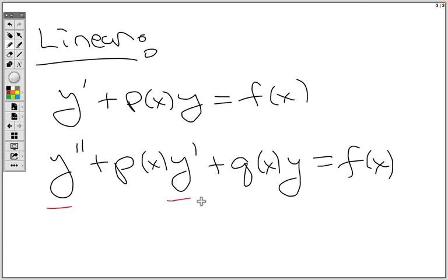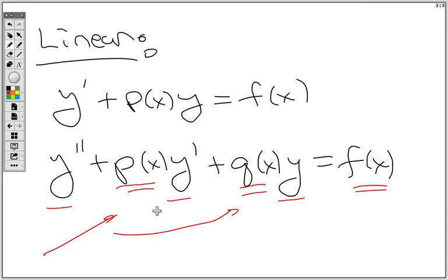Notice that the function y and all of its derivatives are to the first power. The coefficients and the non-homogeneous term depend at most on x. They don't depend on y. So these are the creatures we'll be looking at, and actually we're going to spend most of our time looking at constant coefficient equations, where the p and the q are real numbers and don't have any x's in them at all.